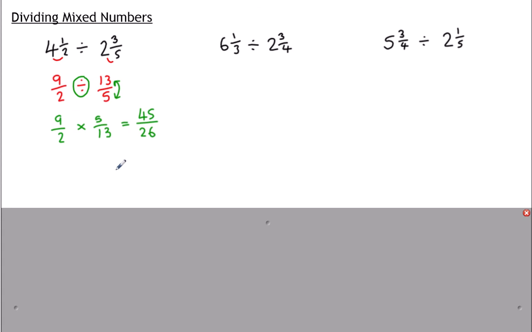Okay, I can't think of any number that goes into both of those. So 5 doesn't go into both, 9 doesn't go into both, 3 doesn't go into both. So now you ask, how many 26s are there in 45? Well, it only goes in once, because 2 26s are 52, so we haven't got enough for that. So it goes in once, there would be 19 left over, and it'd be 19 over 26.